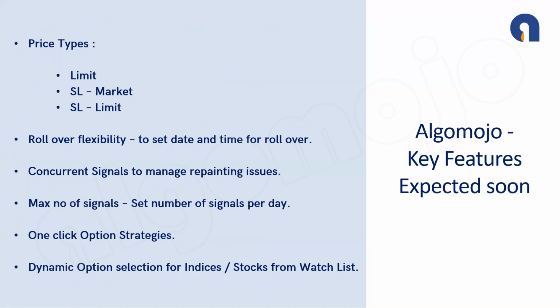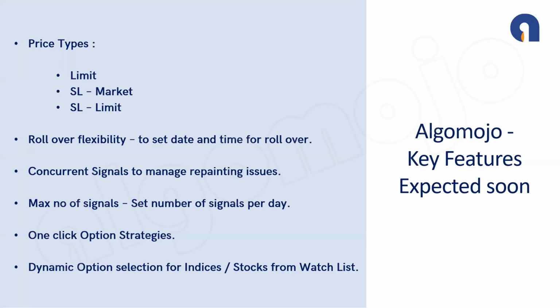The other things we are working on are the price types. Currently, all orders are getting placed as market orders. We'll soon have a facility to place limit orders, stop loss limit or stop loss market. You will also have the flexibility to roll over at a set date. You may not have to wait for the expiry day.